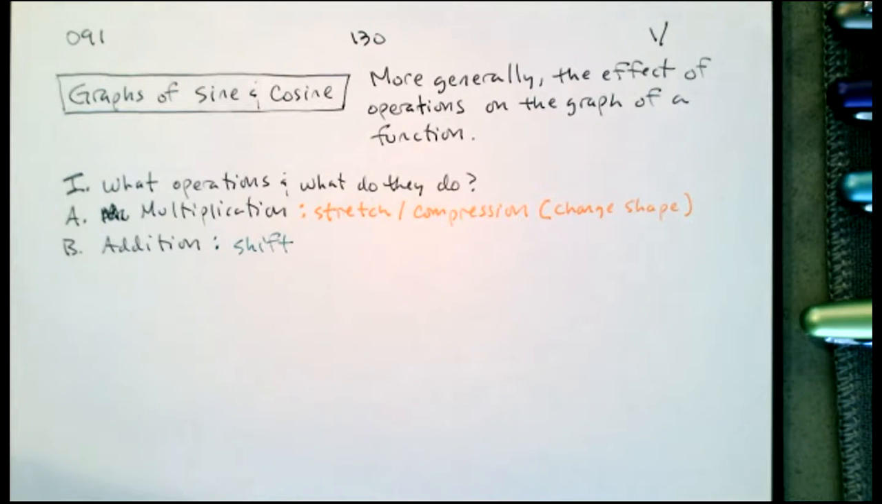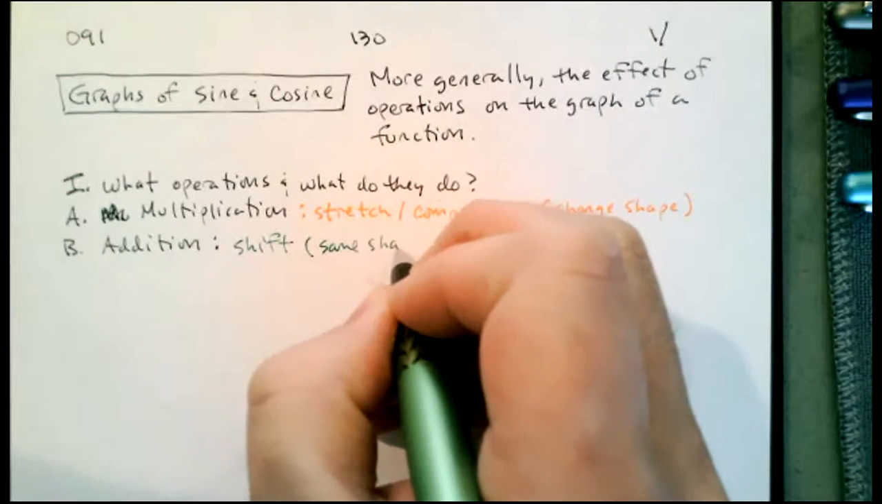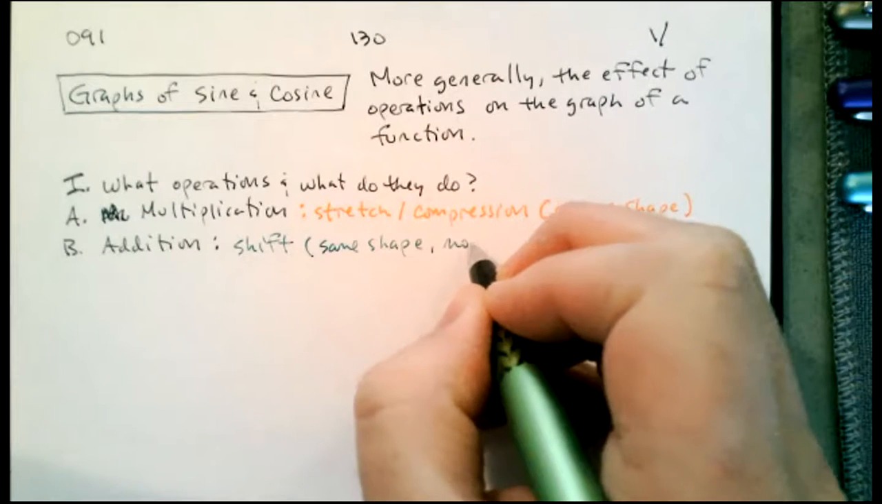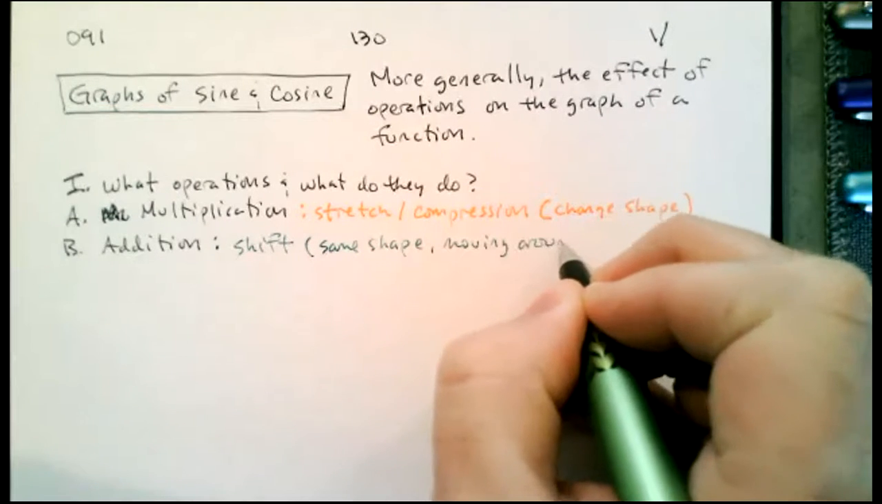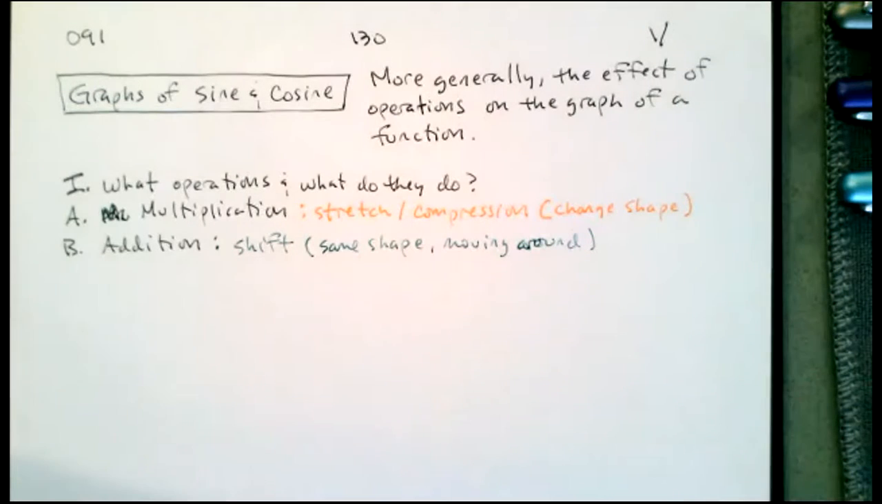When we're doing addition, we're just going to perform a shift. The picture is going to stay the same. The shape is going to stay the same. It's just going to move around. It's the same shape, but it'll move around. This is like clicking on the picture itself and just moving it around with the mouse. It doesn't change what the picture looks like, it just changes where the picture is on the page. These are the first two operations that we want to look at: multiplication and addition.